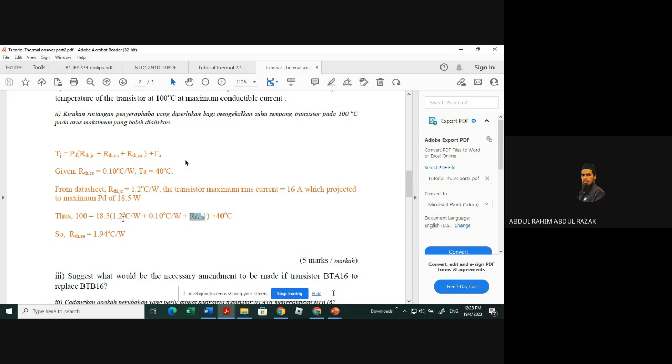This is your heat sink value. This is your ambient. So what happened to your TJ? Is it maintain 100? Kalau maintain 100, okay. Let's say if you have another value of your heat sink, masukkan juga dekat sini. Check balik apa jadi dengan TJ. Nampak tak?